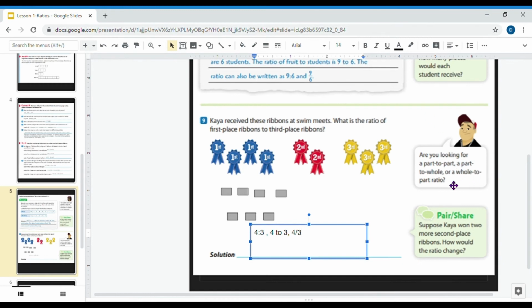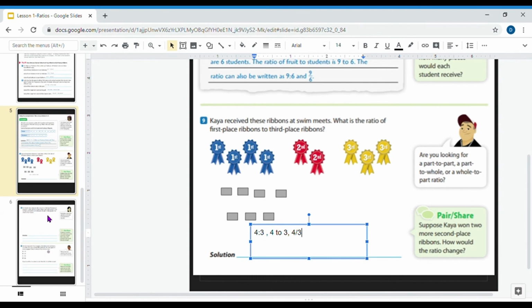So bonus, is this part to part, or part to whole, or whole to part? Reminder, those words whole mean the total amount of all the ribbons. We didn't have to determine the total amount, so we know that this is a part to part ratio. Now looking at page number 6.